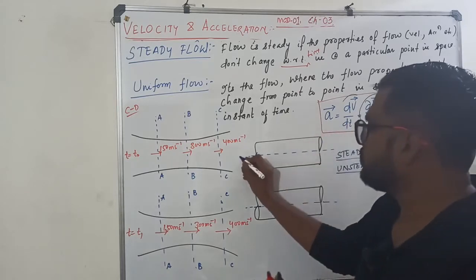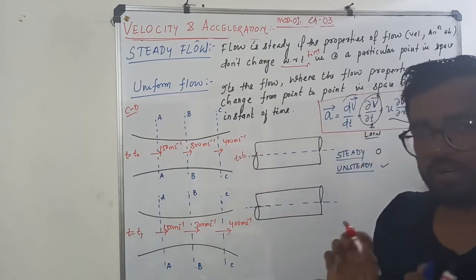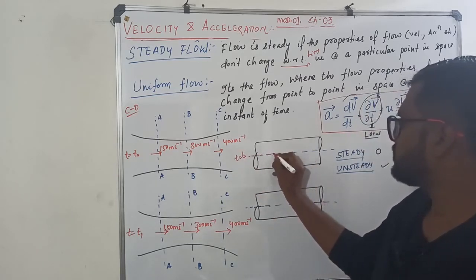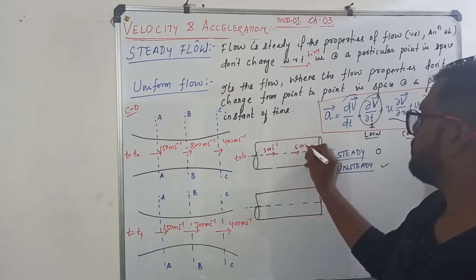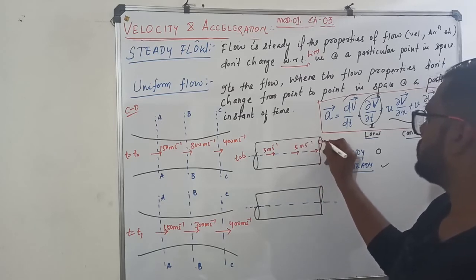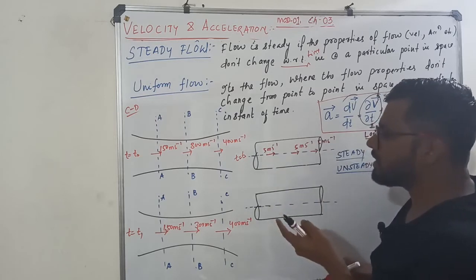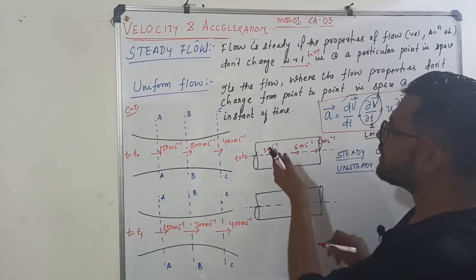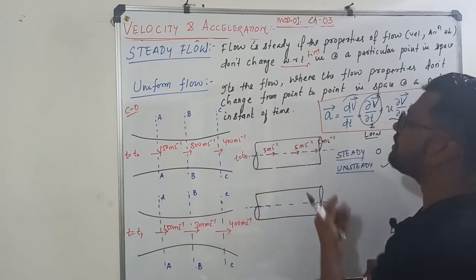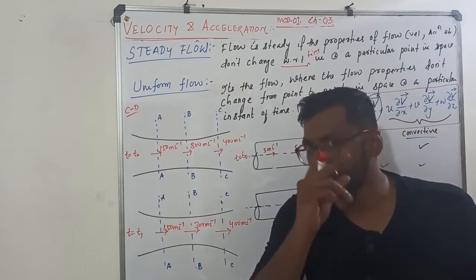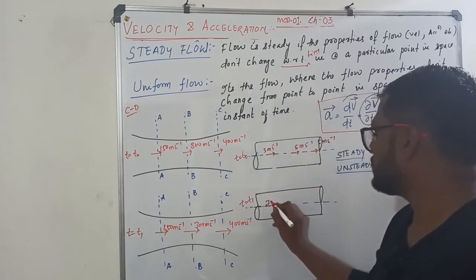So I have taken t equal to t0. I checked here, the velocity is 5 meter per second. I checked another point, that is also 5 meter per second. At this point also I got 5 meter per second. So throughout the space at any particular instant of time, t equal to t0, if the velocity is the same, we call it uniform flow. Suppose at t equal to t1, here I am getting 7 meter per second.